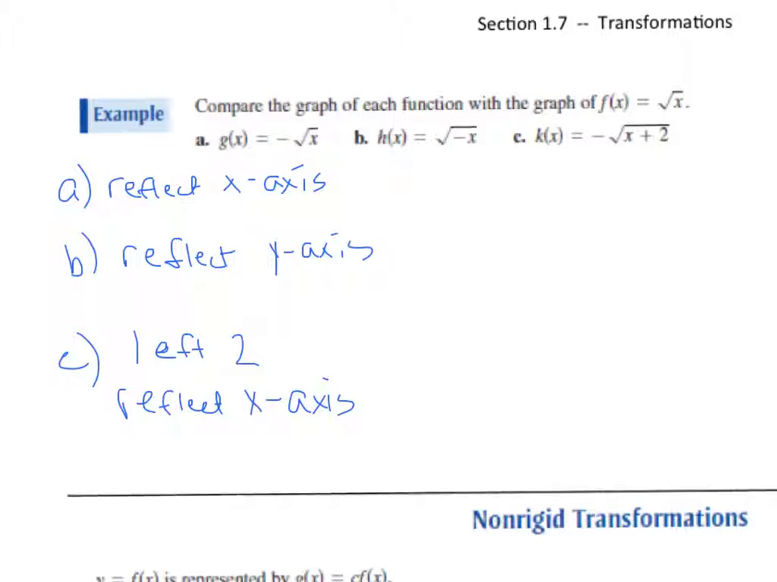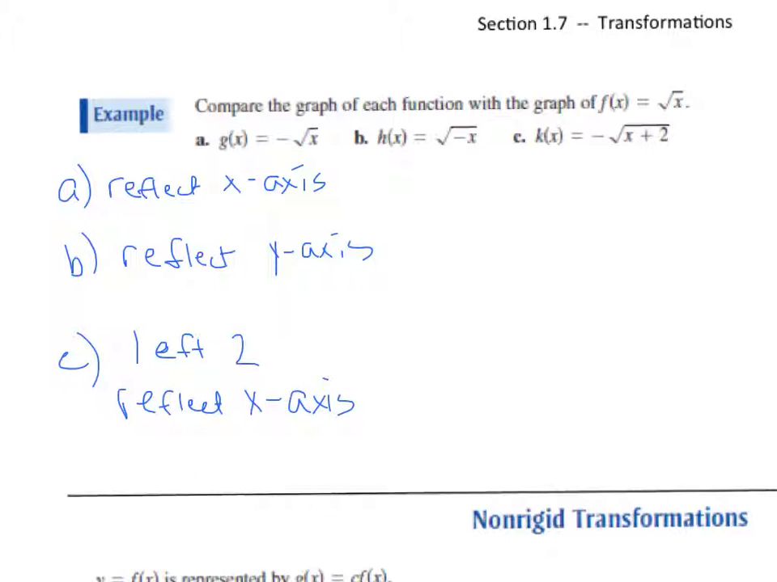So for A, you should have gotten reflected across the x-axis, because notice the negative is happening outside. For B, the negative is happening inside the square root function, so that would be a reflection across the y-axis. And for C, order does matter here, because if you're going to plug a value in, think about what operations you have to take care of first. You'd have to take care of the plus 2 first, which means the graph is going to go left 2, and then the negative would take place. Then you have the reflection across the x-axis.